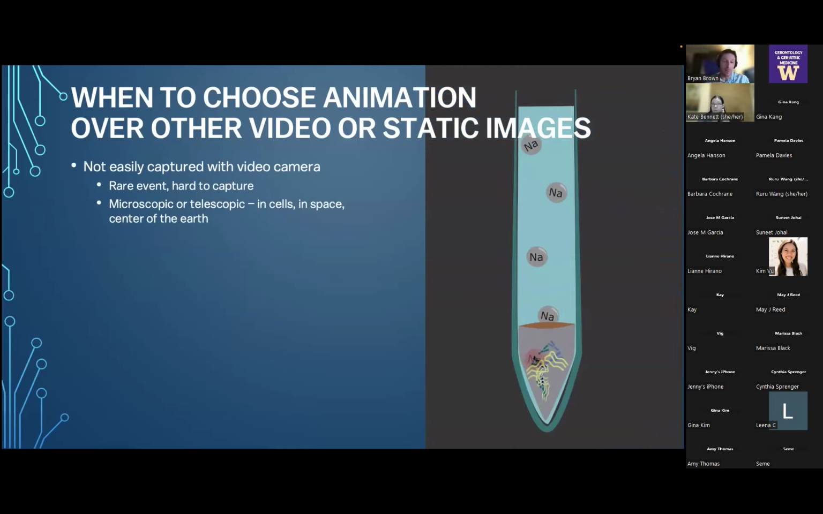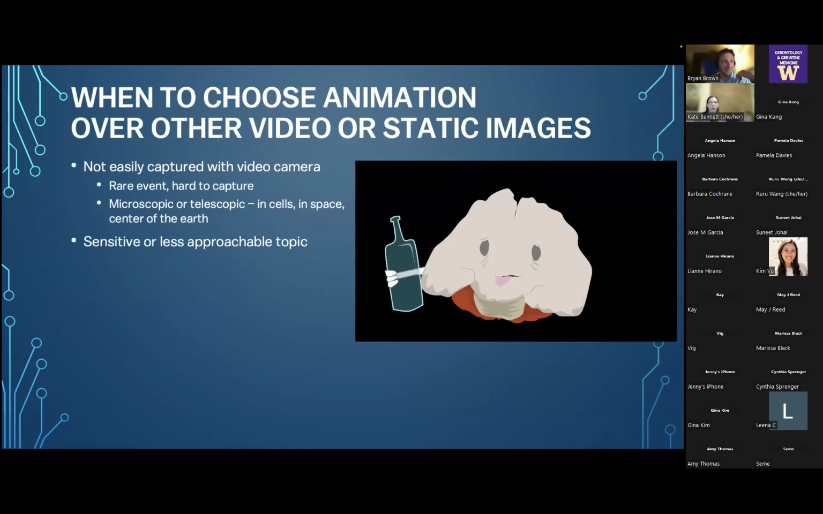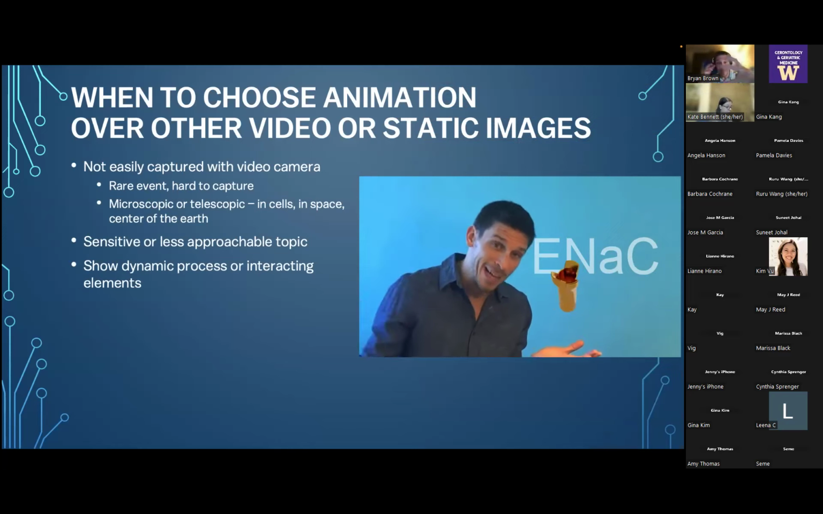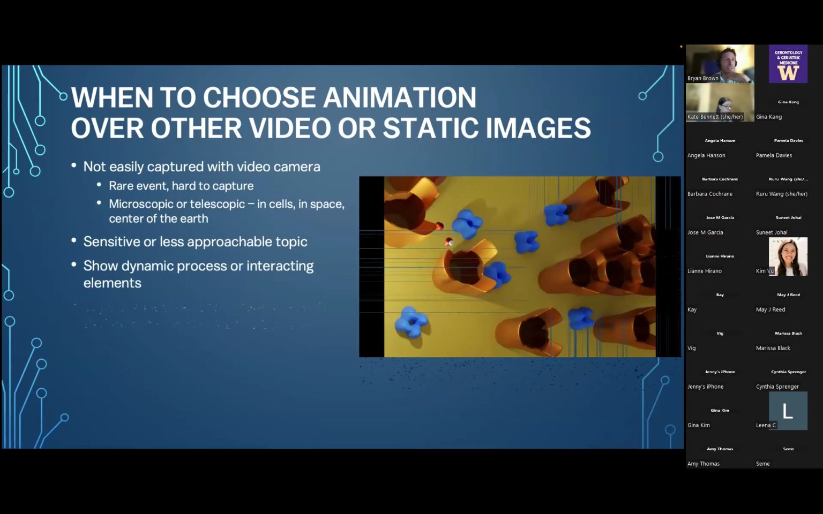Oh, I'm sorry, that's coming up in one more slide. So, things to consider. You might use animation when things are not easily captured with a video camera. So it's a rare event, hard to capture, or it's microscopic or telescopic. A sensitive or less approachable topic. To show a dynamic process where elements are interacting and moving.